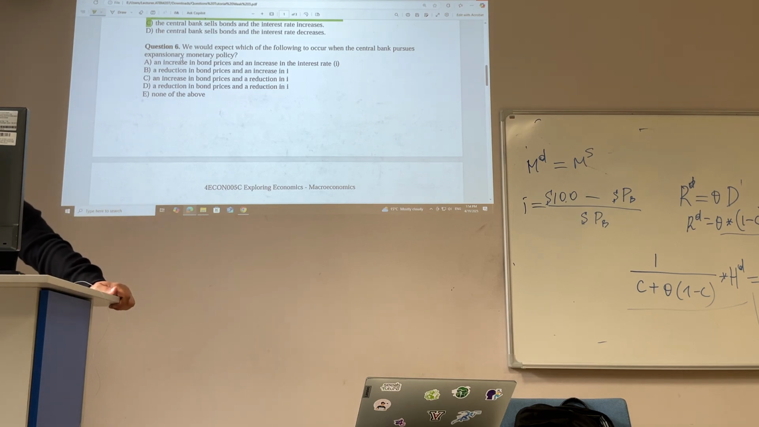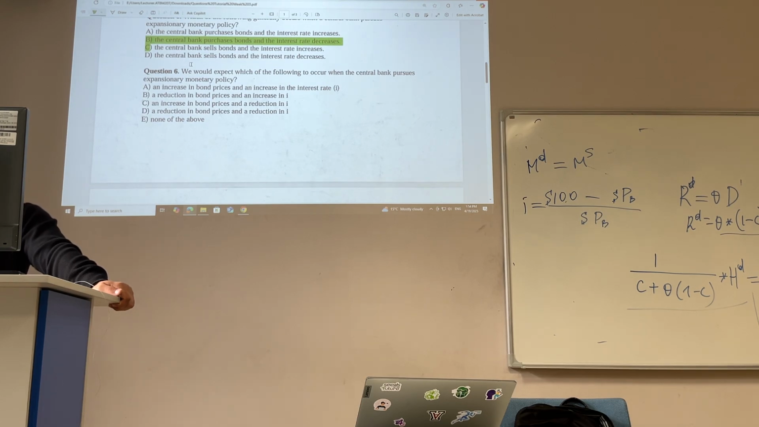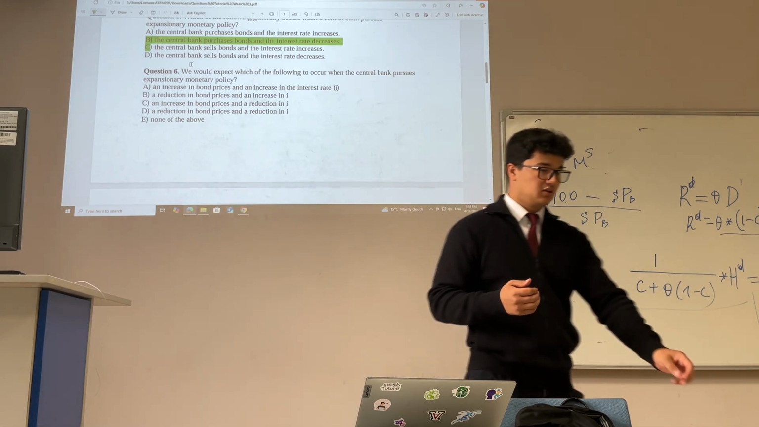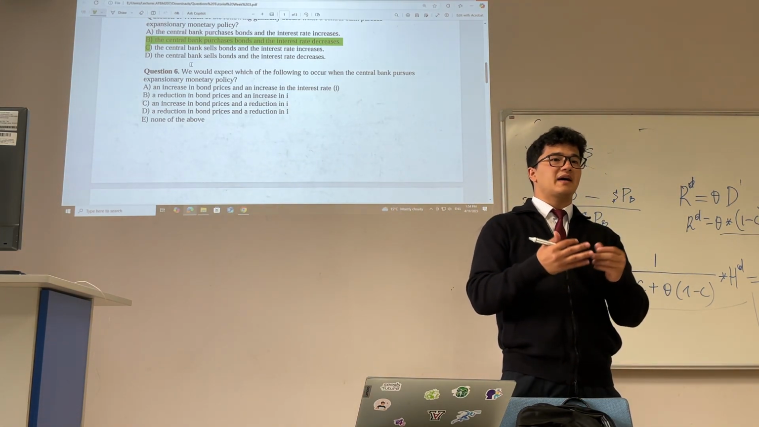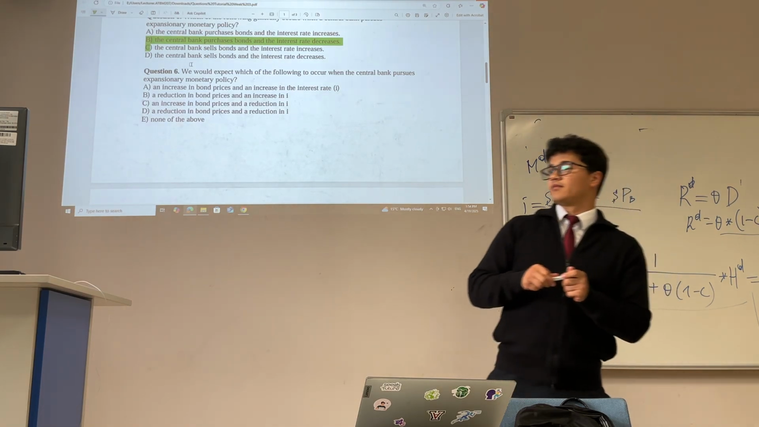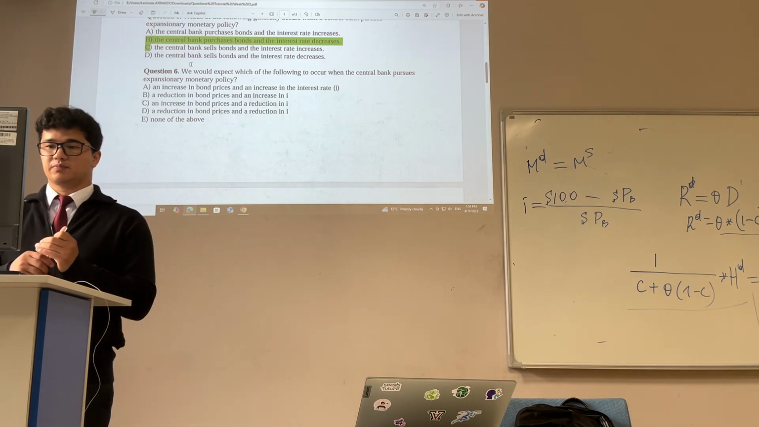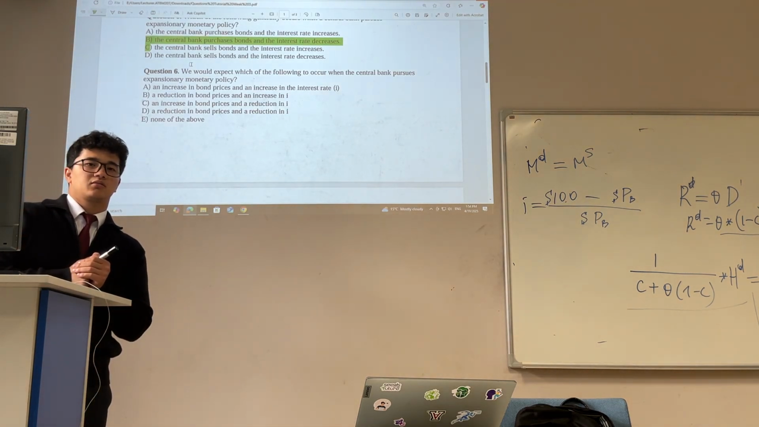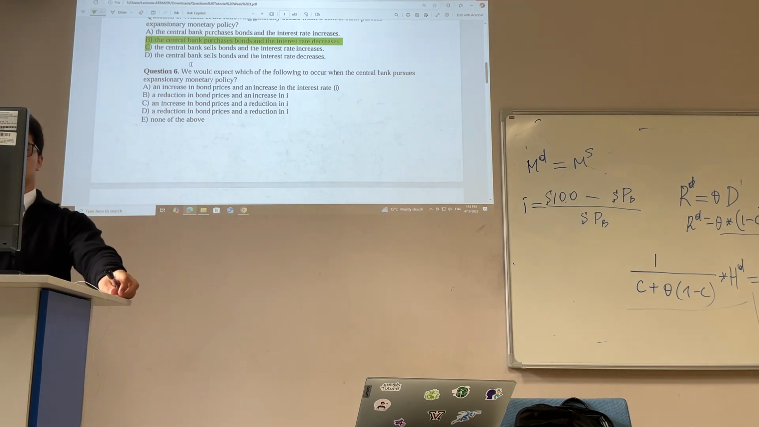We would expect which of the following to occur when the central bank uses expansionary monetary policy. Again, when the government purchases bonds, what will happen? Because the government is demanding more bonds, the bond price will go up. So there is an increase in bond prices. So will interest rate increase or decrease? Decrease? Yes, the correct answer is C.